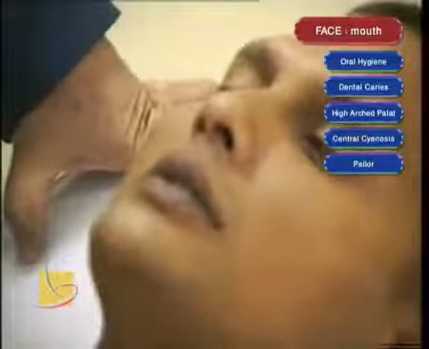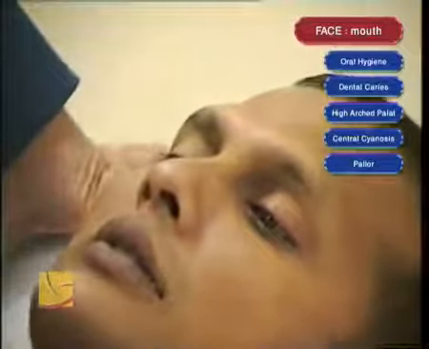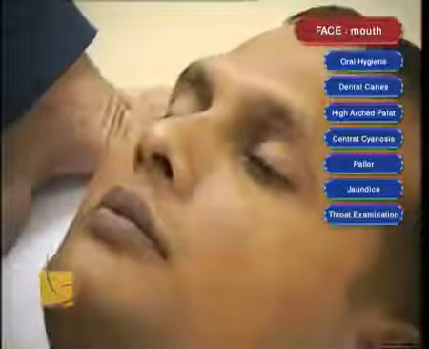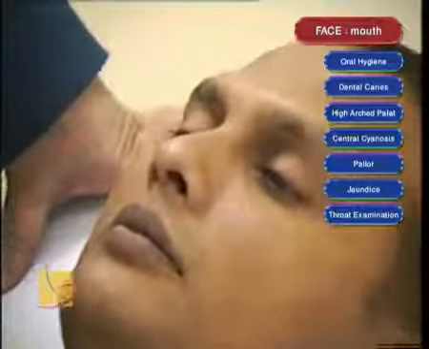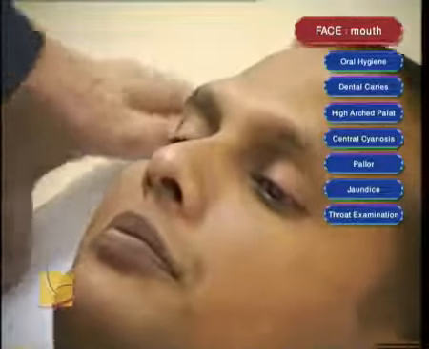Then, after finishing oral hygiene, dental caries, high arched palate, cyanosis, pallor, and jaundice, we have to examine the throat of the patient to see if he has follicular tonsillitis or not, if he has pharyngitis or not, and this, as I mentioned, needs a tongue depressor and good light. By this, we almost finish the mouth of the patient and we move to the neck.